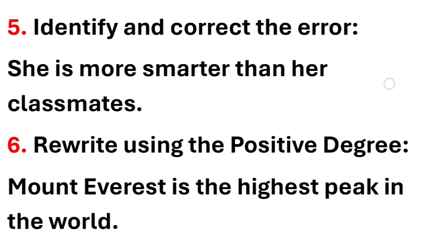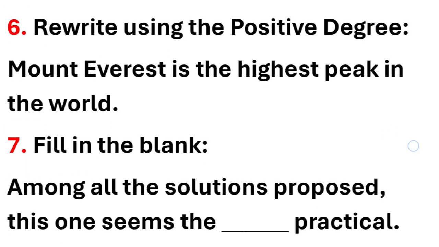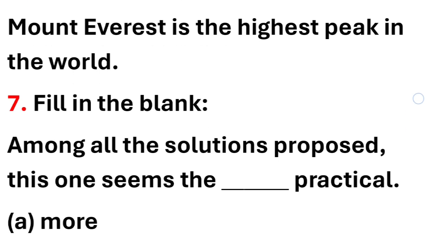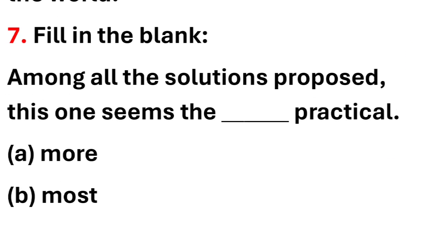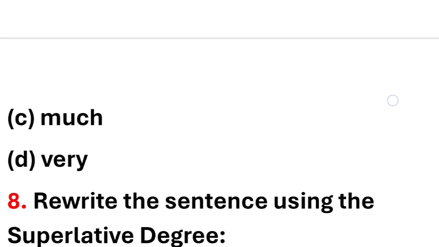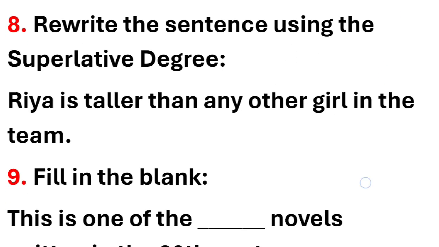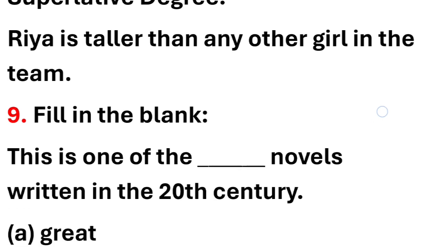Question 6, rewrite using the positive degree. Mount Everest is the highest peak in the world. Question 7, fill in the blank. Among all the solutions proposed, this one seems the dash practical. Should it be A, more, B, most, C, much, or D, very? Question 8 is rewrite the sentence using the superlative degree. Ria is taller than any other girl in the team.